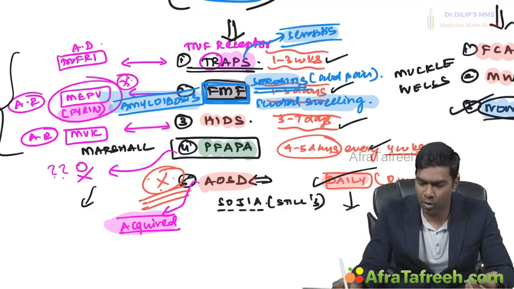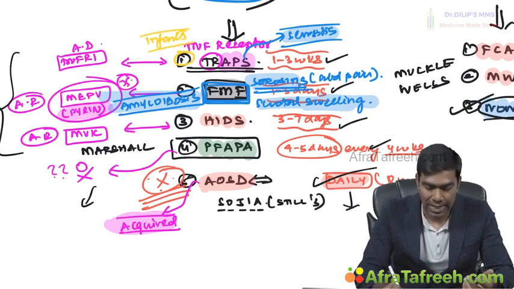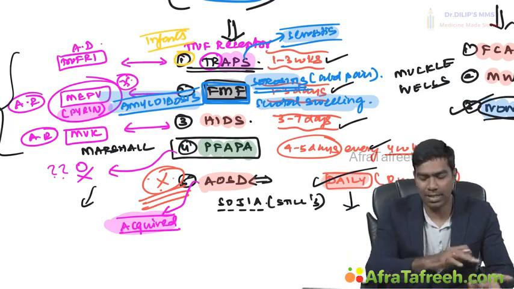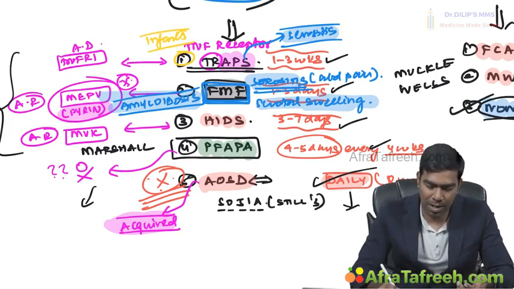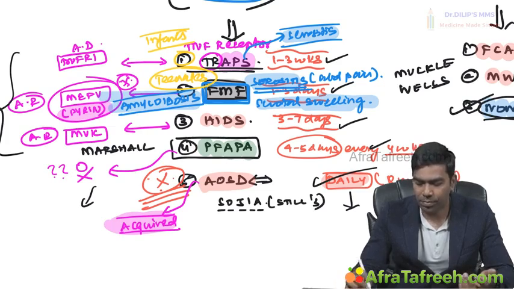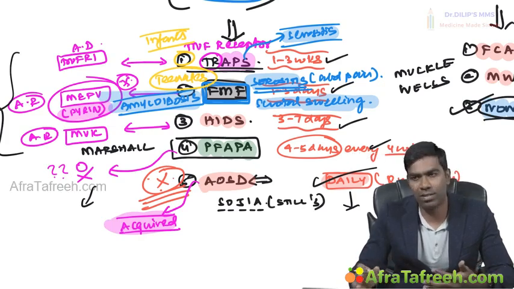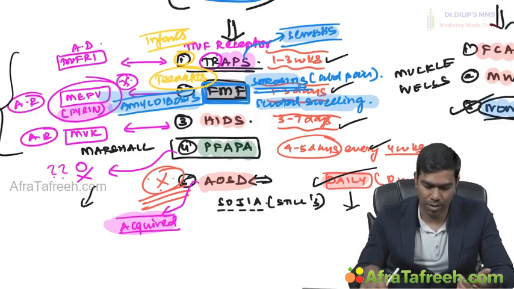TRAPS happens usually in infants. That's the key: infants. They might look like FMF, but this happens in infants. And FMF typically happens in teenagers and young adults, maybe 10s, 15s, 20s. This is where you get FMF predominantly. But infants go for TRAPS, similar to FMF.